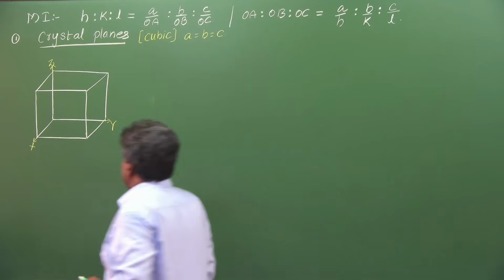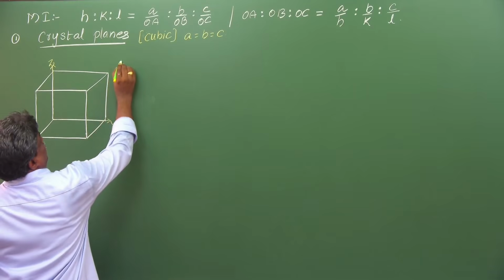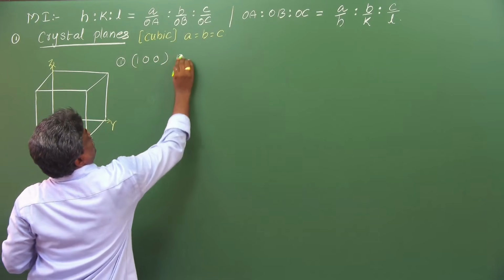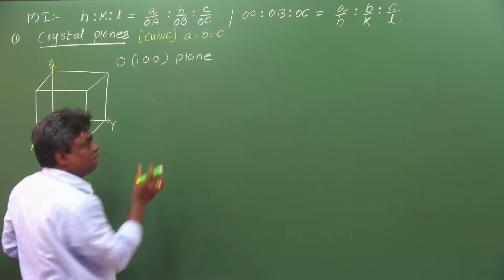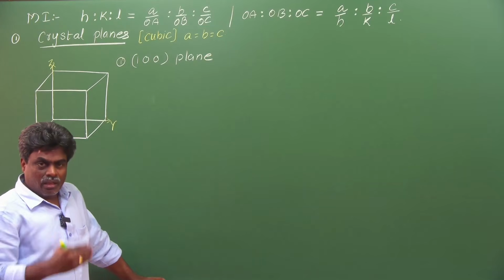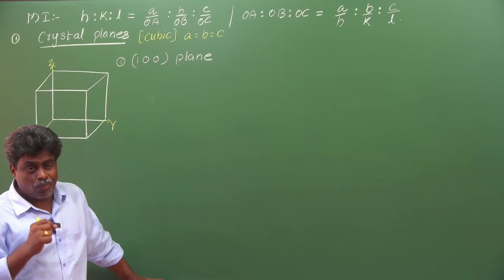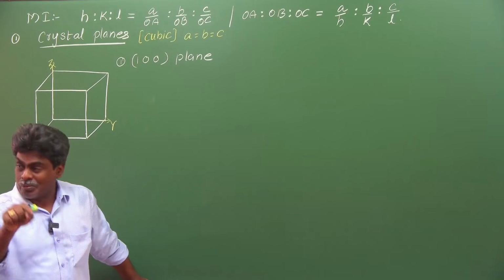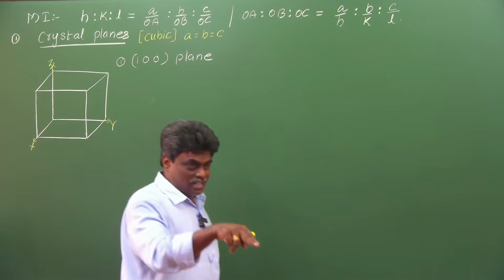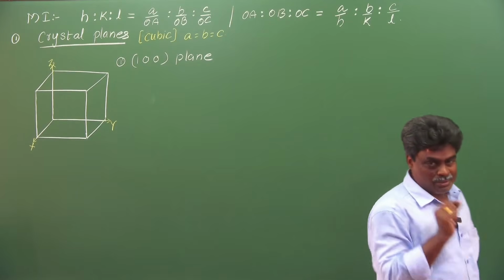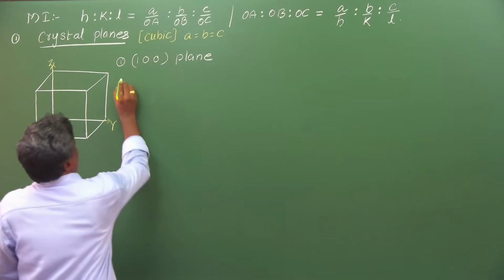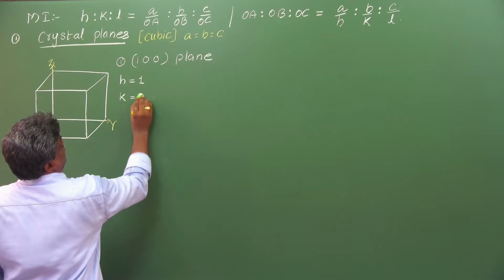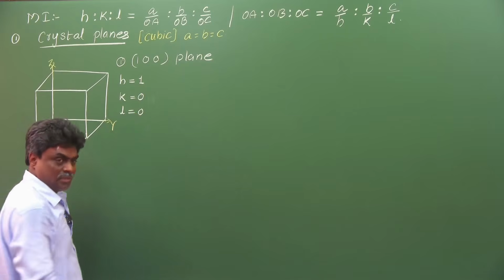See. Now here the first one I am taking is the 100 plane, a simple one. Whenever Miller indices is given, if you want to draw the plane, what do you need? Intercepts. Intercepts are reciprocal to Miller indices. Miller indices are reciprocal to intercepts. So that's why, listen carefully please. So here your H is equal to what? 1. K equal to 0. L equal to, first take that.